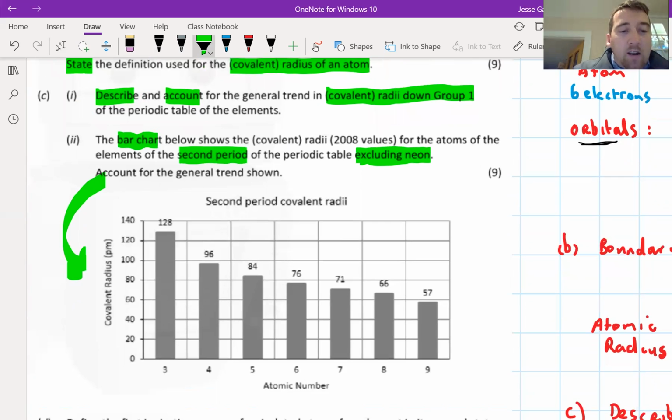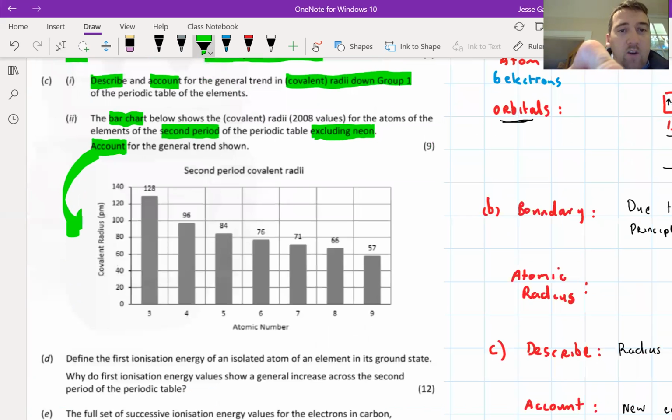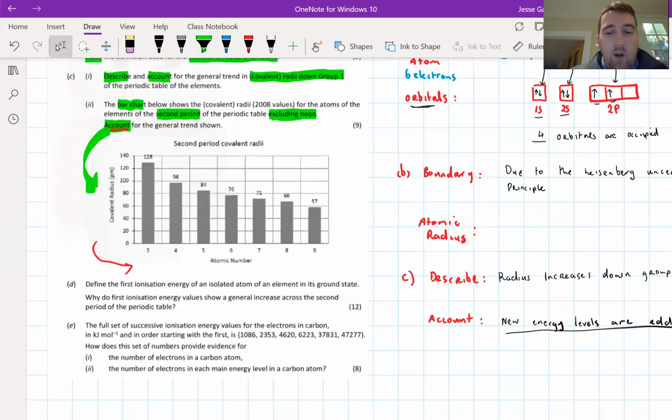Account, don't miss that. Notice that we could easily miss that and look down below the graph. Oh, there's no question, I'll keep going. Be careful. Here's the question. Account for the general trend shown. So before I go any further, I'm going to write part 2, account, just so I can't forget to do that. That's why it's really important to lay out your question like this.